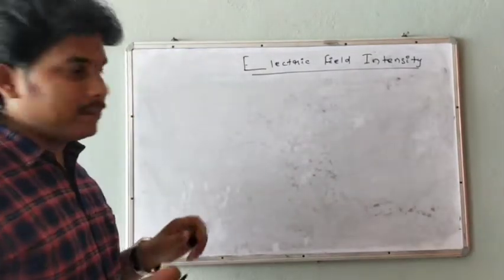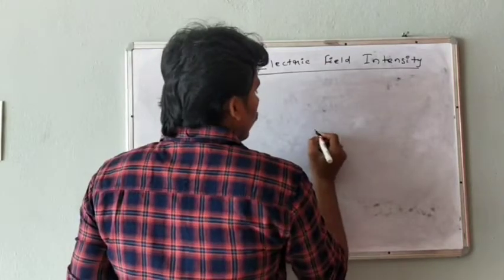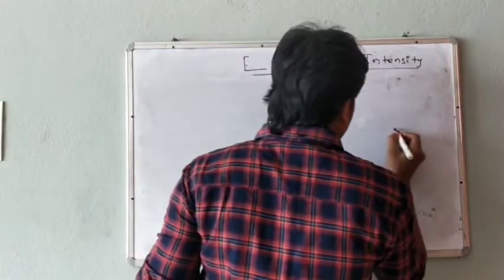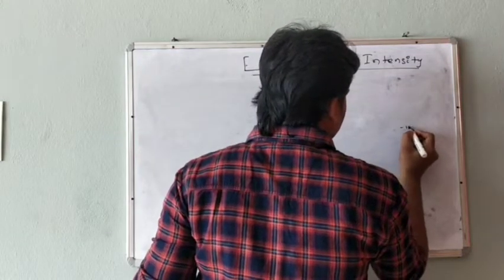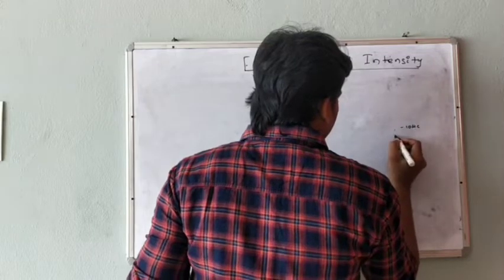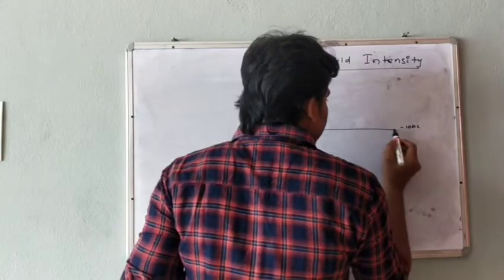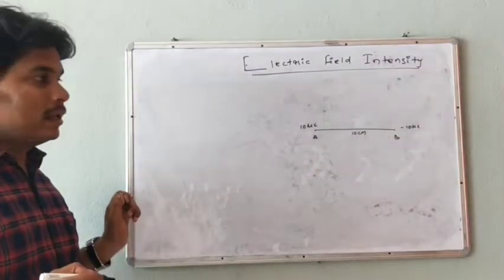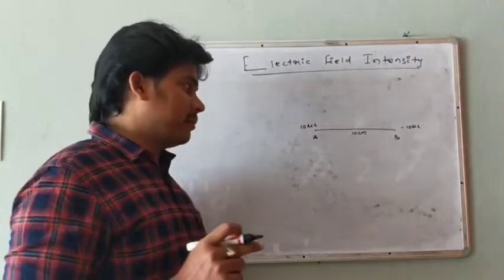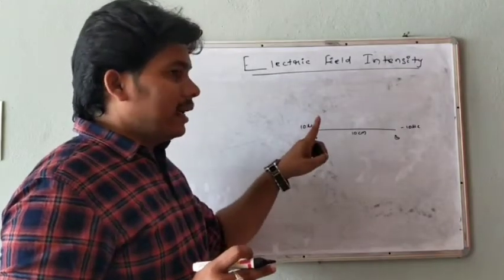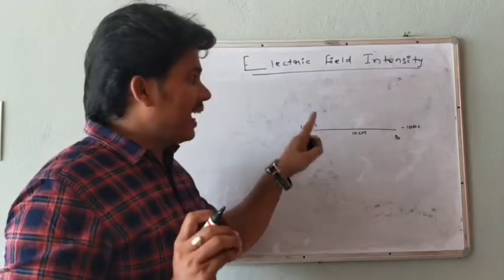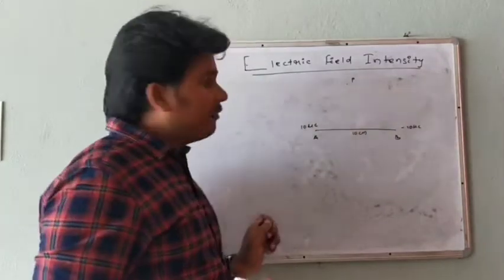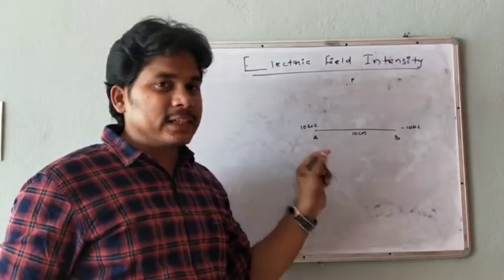In the question, two charges are given. One is 10 microcoulomb at point A, and another charge is minus 10 microcoulomb at point B, which are separated by a distance of 10 centimeter. Find the electric field intensity at point P. This is a point P, which is on the perpendicular bisector of AB.